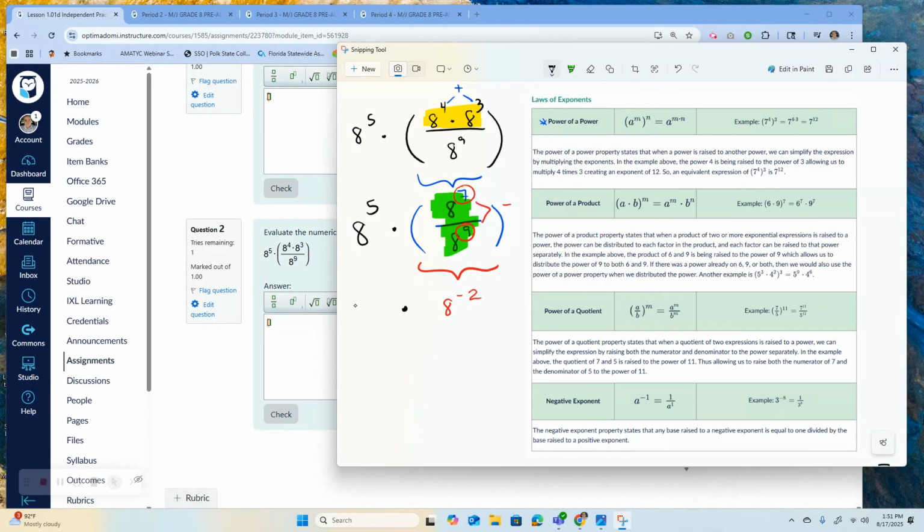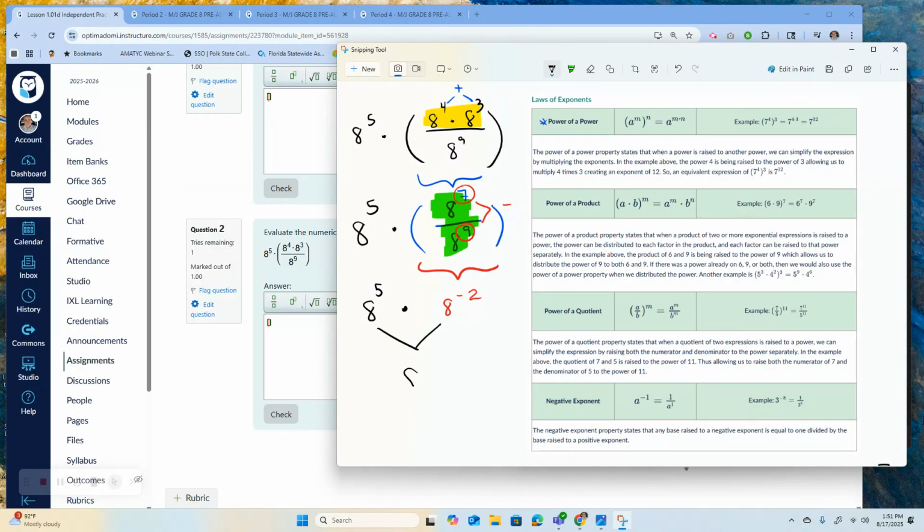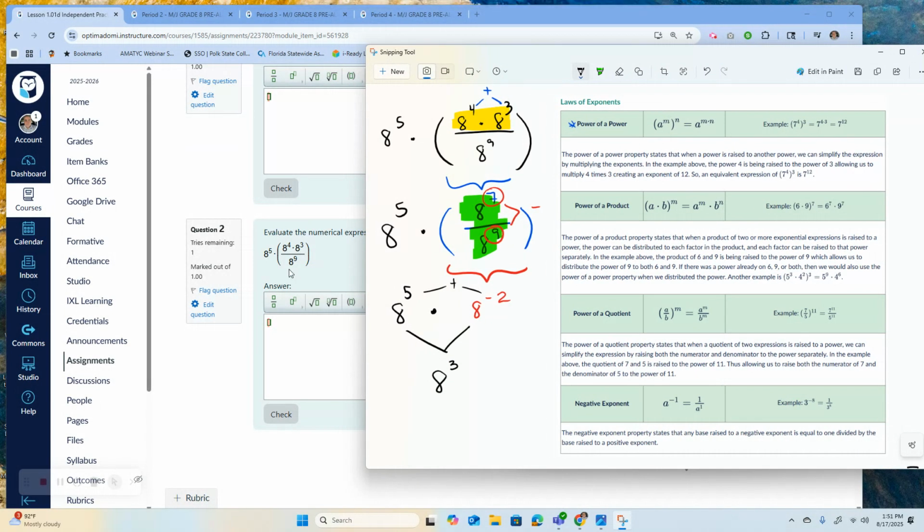Now I'm going to multiply by the power of 8 that didn't have a parenthesis. And again, look, I'm multiplying powers with the same base. Here we go again, that's the product rule. When you multiply powers with the same base, you keep the base. And you add the exponents. So 5 plus -2 is 3. And there is my simplified answer, equivalent to the original problem.